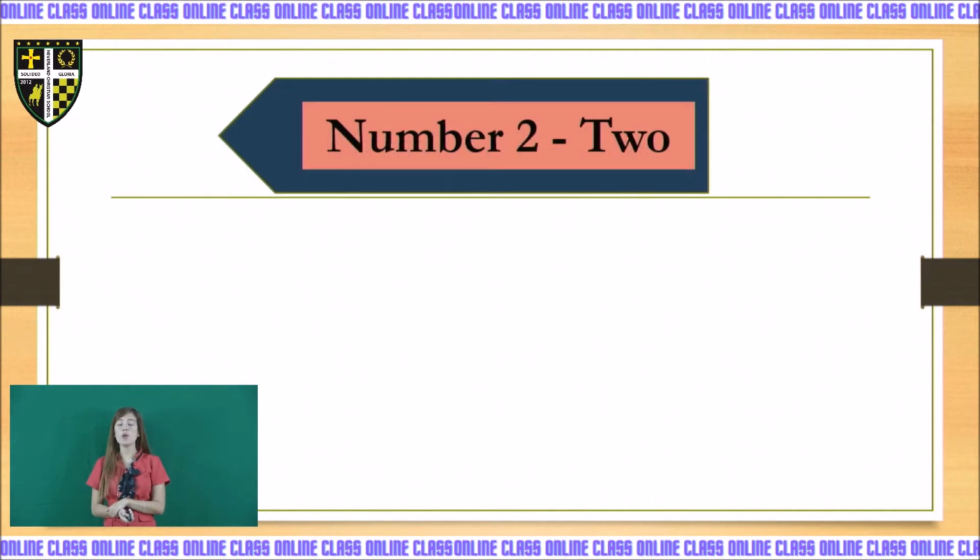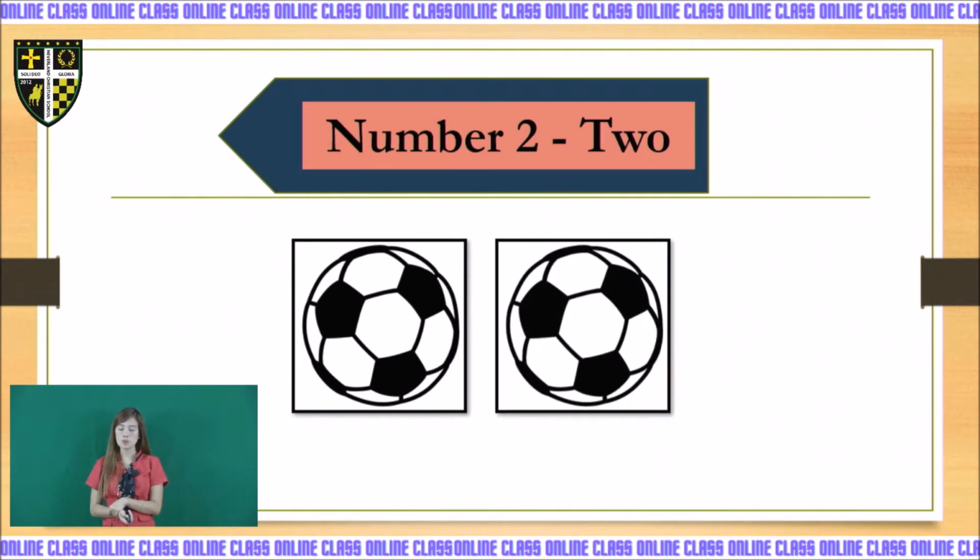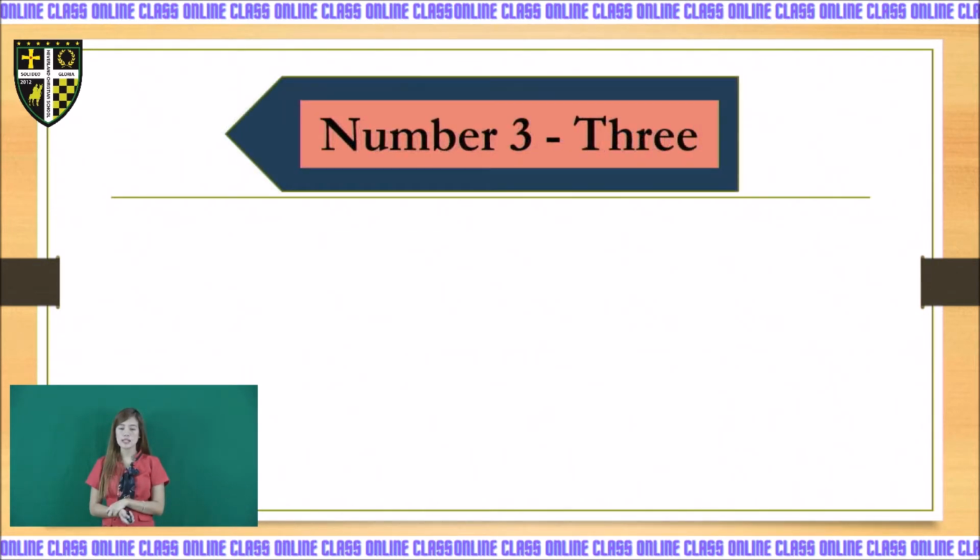After number 1, we have number 2. This is the number symbol, and the other side, the number word. Spelled 2, T-W-O. That's the number words. We have example here, 1, 2. We have 2 balls.